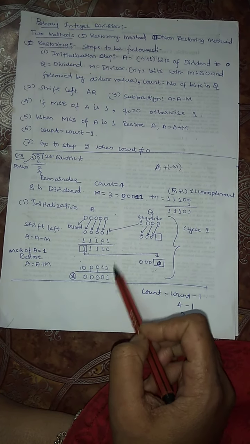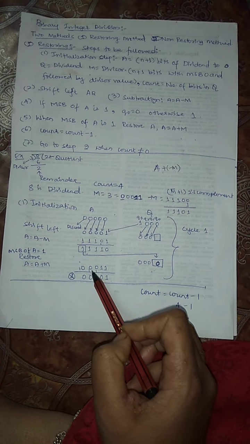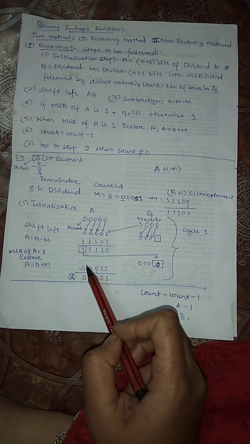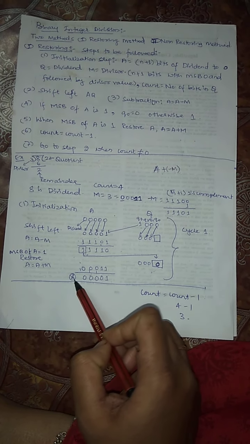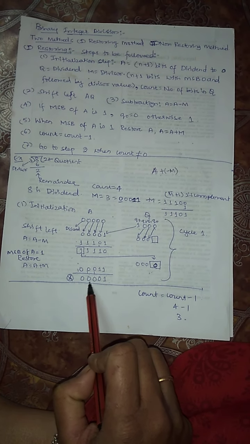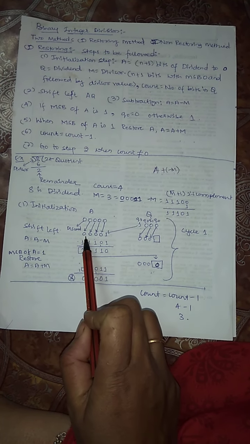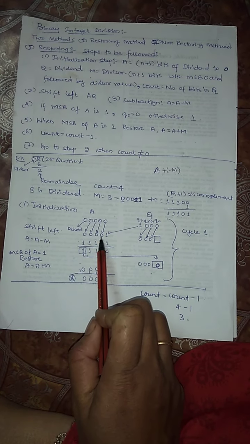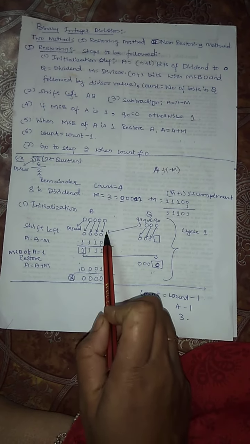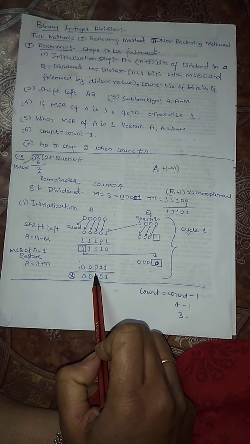0 plus 1 is 1. 1 plus 1 is 0, carry 1. 1 plus 1 is 0, carry 1. 1 plus 1 is 0, carry 1. 1 plus 1 is 0, carry 1. Since we have taken the 2's complement here, we are going to neglect the carry bit which is generated. So what is the new value of A? 4 times 0, then 1. Before starting, the value of A was 4 times 0, 1. Now also we have 4 times 0, 1. This means we have restored the value as it was at the start.